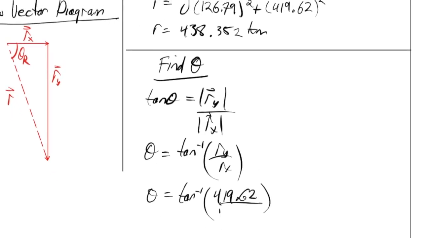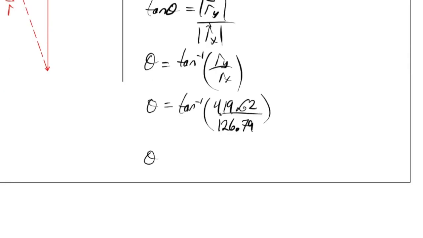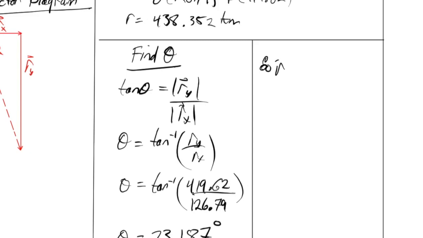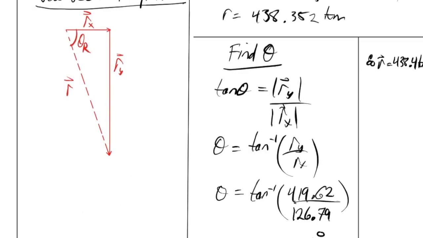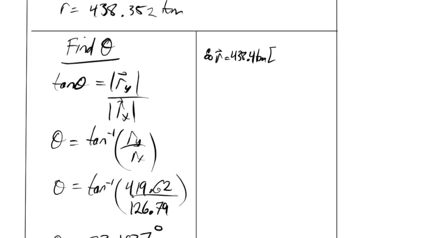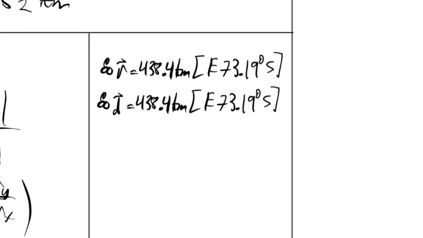Theta is equal to the arctan of 419.62 over 126.79. All right, just starting to run out of real estate. Look at that. 73.187 degrees. All right, so let's round that off to 4 sig figs. So that's 73.19 degrees. Therefore, our resultant is equal to 438.4 kilometers, and that is, according to my diagram, east, then south. So east, 73.19 degrees south. And of course, therefore, the displacement is also equal to that amount.